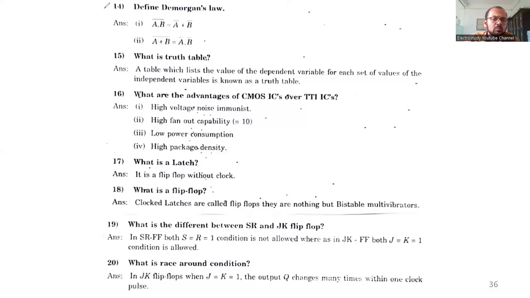One of the most important questions which you should never forget is De Morgan's law. So what is De Morgan's law? A dot B whole bar is equal to A bar plus B bar. Then A plus B whole bar is equal to A bar dot B bar. So don't forget this. Very, very important.